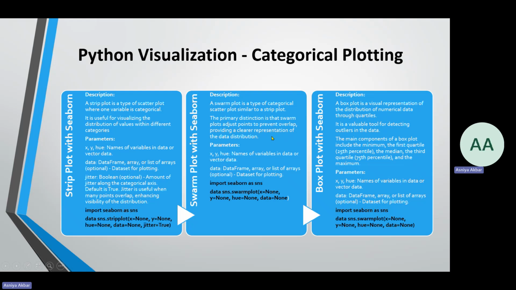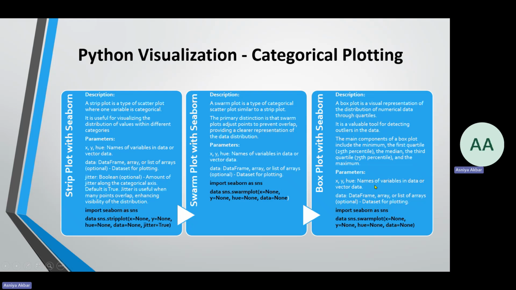Next up, we have the swarm plot. A swarm plot is a type of categorical scatter plot similar to a strip plot. The primary distinction is that a swarm plot adjusts points to prevent overlap, which provides a very clear representation of your data distribution. To use them, you have to import Seaborn as an alias, and then use the function swarmplot along with the name of the library, which is sns in all of these cases.